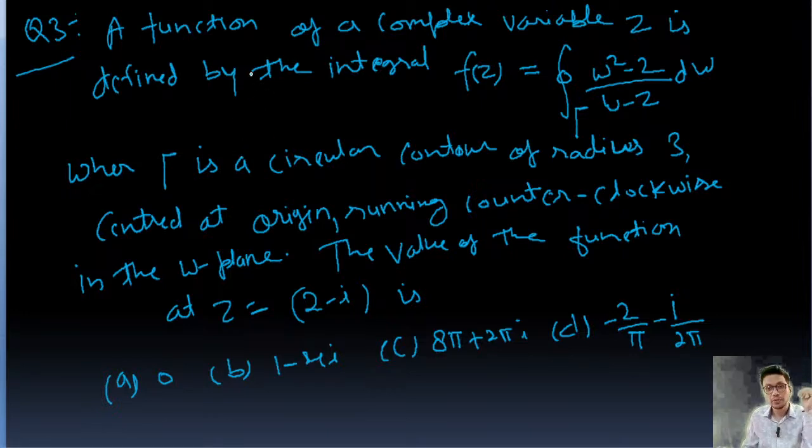So I'll read it for you. A function of a complex variable z is defined by this integral, and this gamma sign is a circular contour of radius 3, centered at origin, running counterclockwise, which means anti-clockwise, in the w plane. The value of the function you need to find out. Very good question. I'll solve it for you.